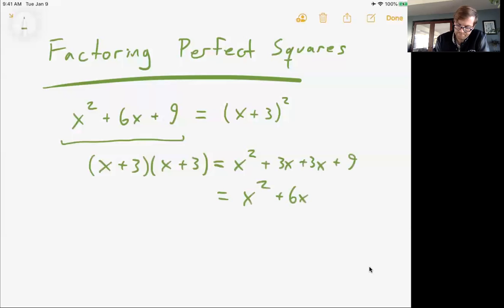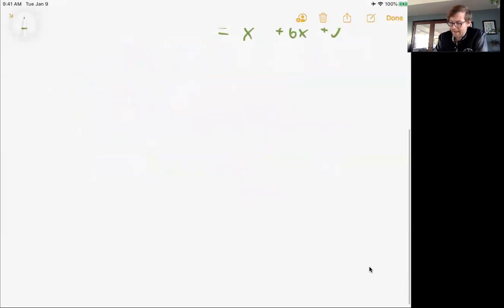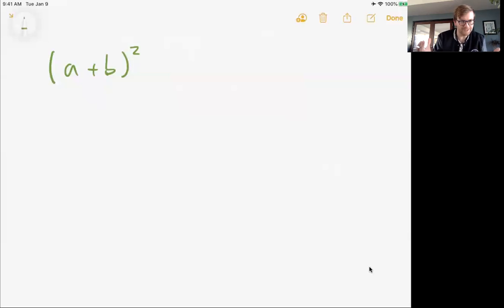Okay, there you go. Now, I want to show you how to spot these really quickly so that you can just be like, oh, okay, that's a perfect square, and then just factor it just like that. So to do that, I'm going to show you (a plus b) squared, okay? We're going to expand this out, and then we're going to take a look at the structure that it creates so that you can spot it when you see it in another form.